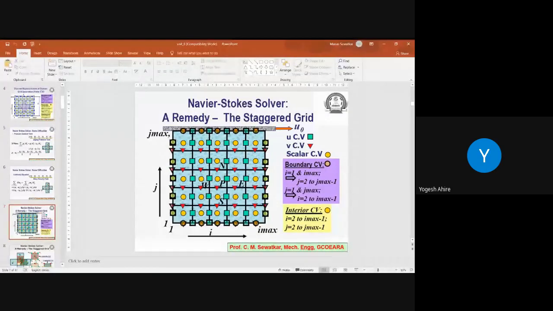Am I audible or not, Yogesh? Yes, sir, audible, but slides are not visible. You are audible. Are those visible now? Yes, sir, now visible. Slides are visible? Yes, sir. Let us wait for 1 minute. Let the participants join. They are joining.